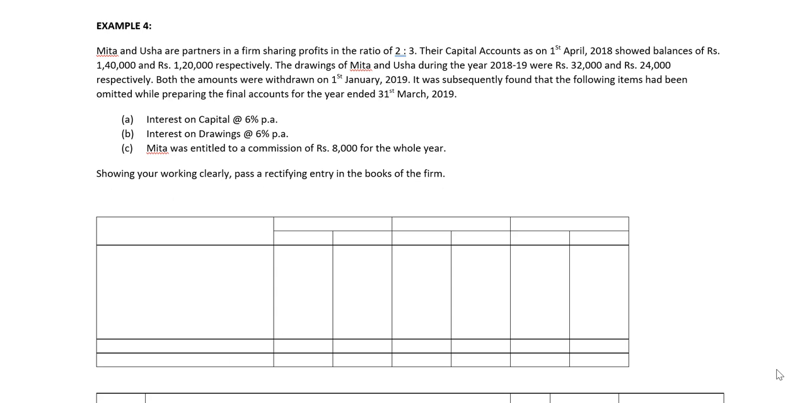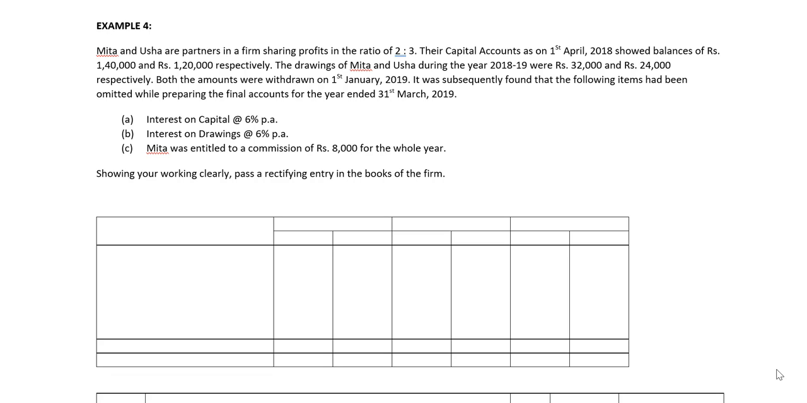Example 4. Meeta and Usha are partners in a firm sharing profits in the ratio of 2:3. Their capital accounts on the 1st of April 2018 showed balances of rupees 1,40,000 and rupees 1,20,000 respectively. The drawings of Meeta and Usha during the year 2018-19 were rupees 32,000 and rupees 24,000 respectively. Both the amounts were withdrawn on 1st January 2019.